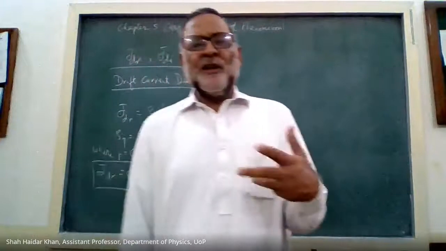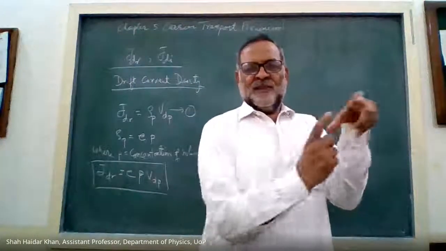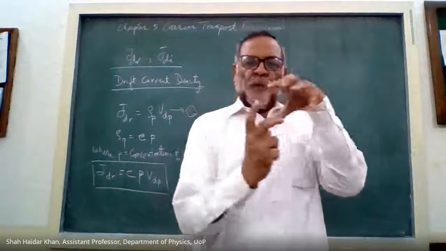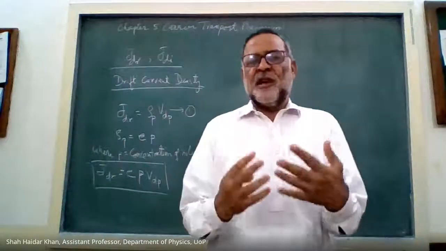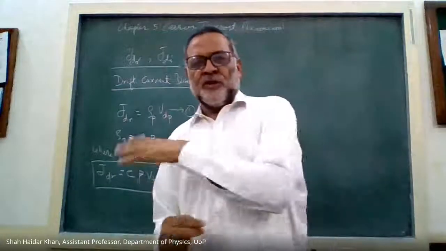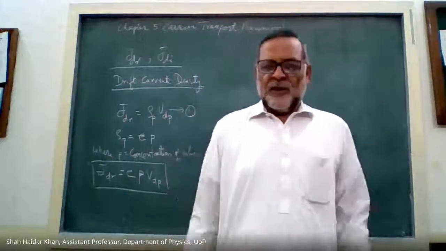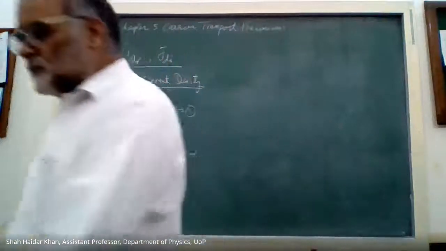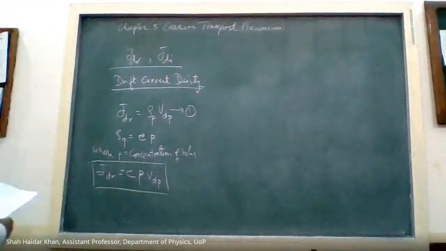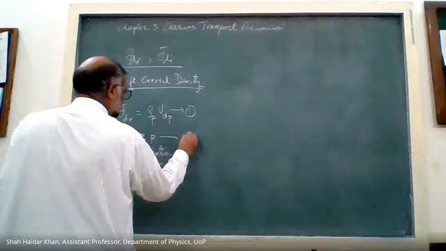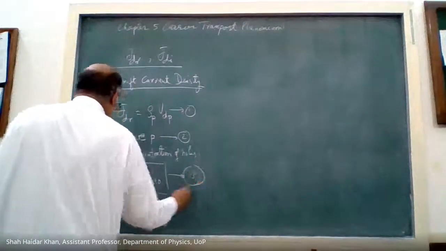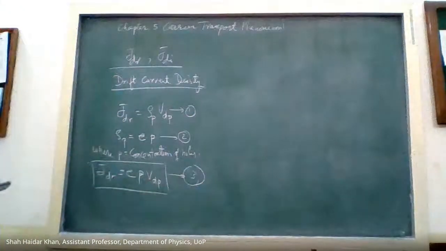Some particles might be moving. That's the group velocity, the velocity of a group of electrons. Some electrons might individually, at a certain time, even be moving in the opposite direction to the group velocity. But that does not matter. So that is the drift current, right?